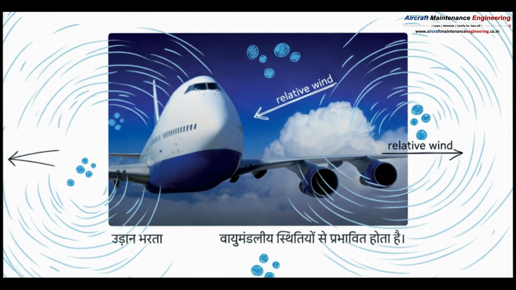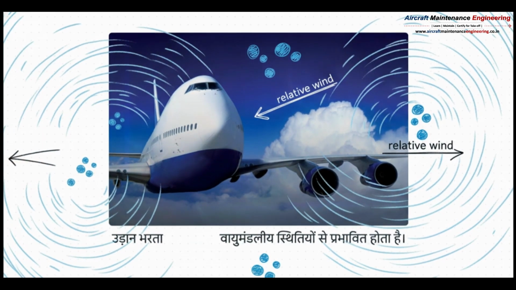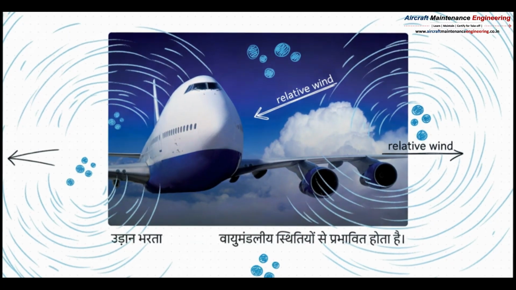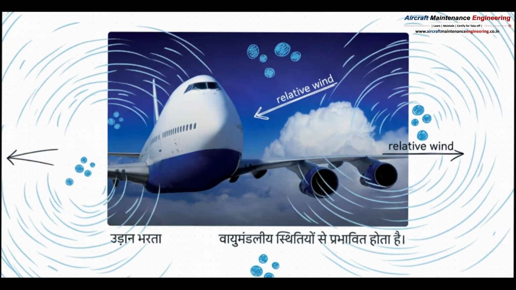मतलब aircraft का पूरा performance हवा की physical properties पर निर्भर करता है. If the properties of the air change, the flying characteristics of the aircraft will fundamentally change as well. It is really that simple.